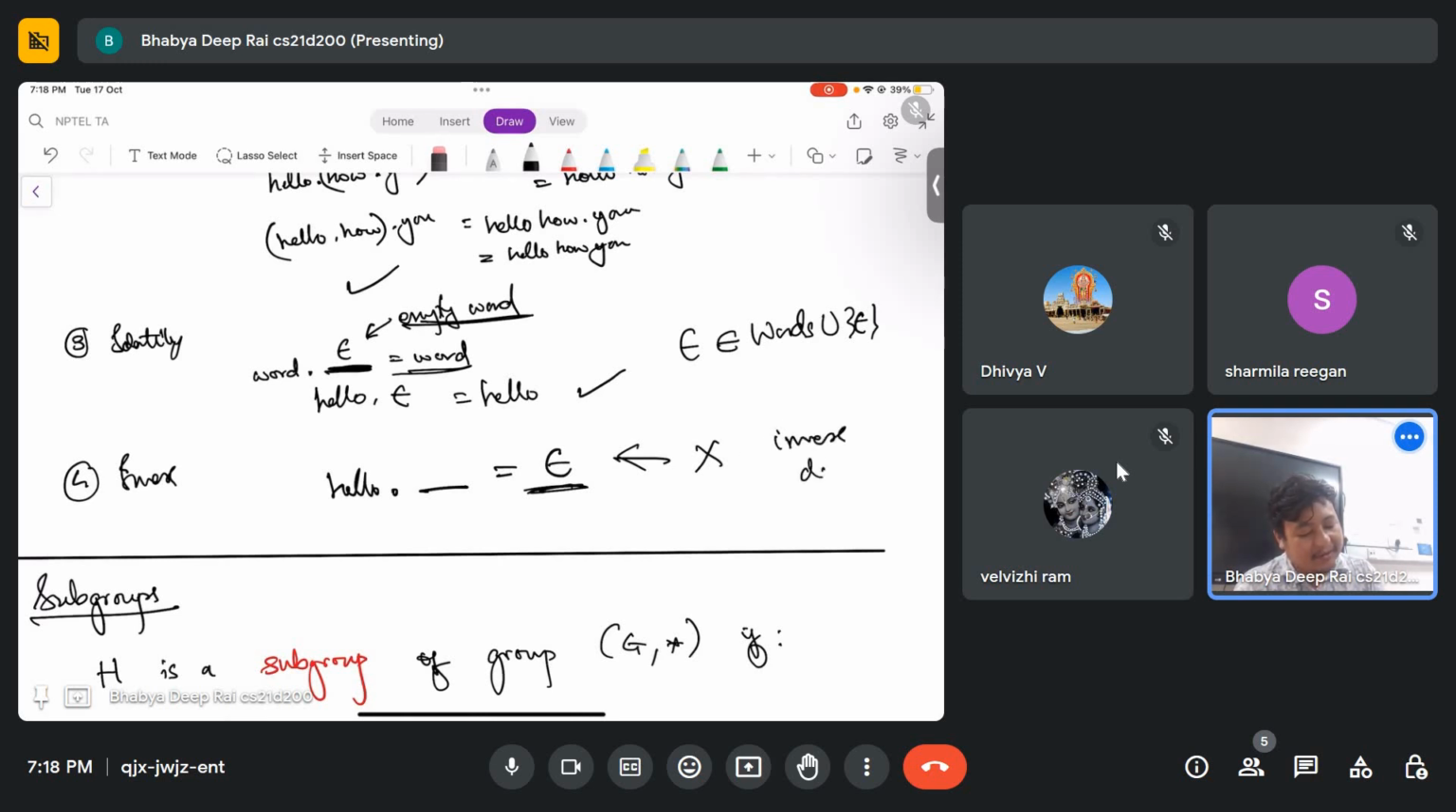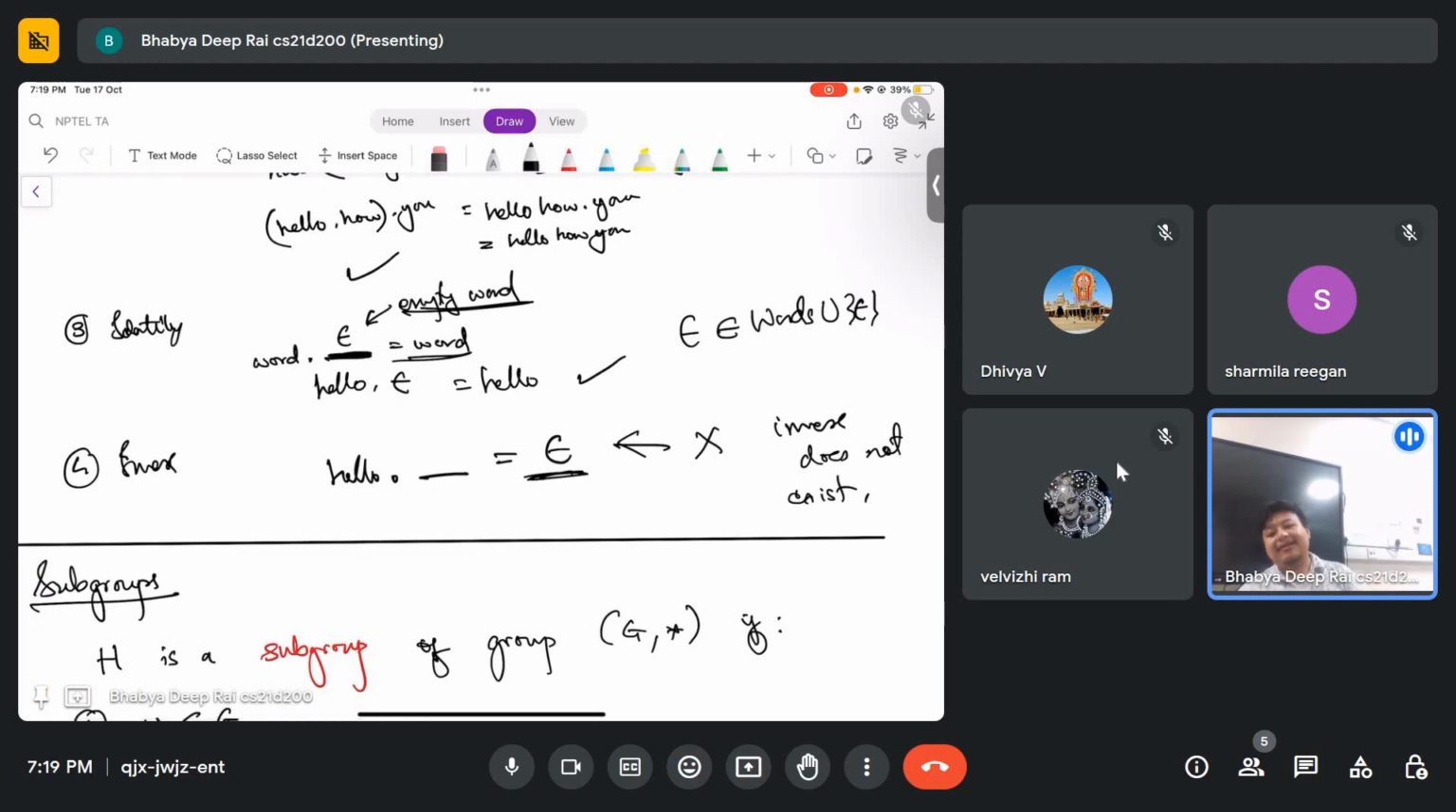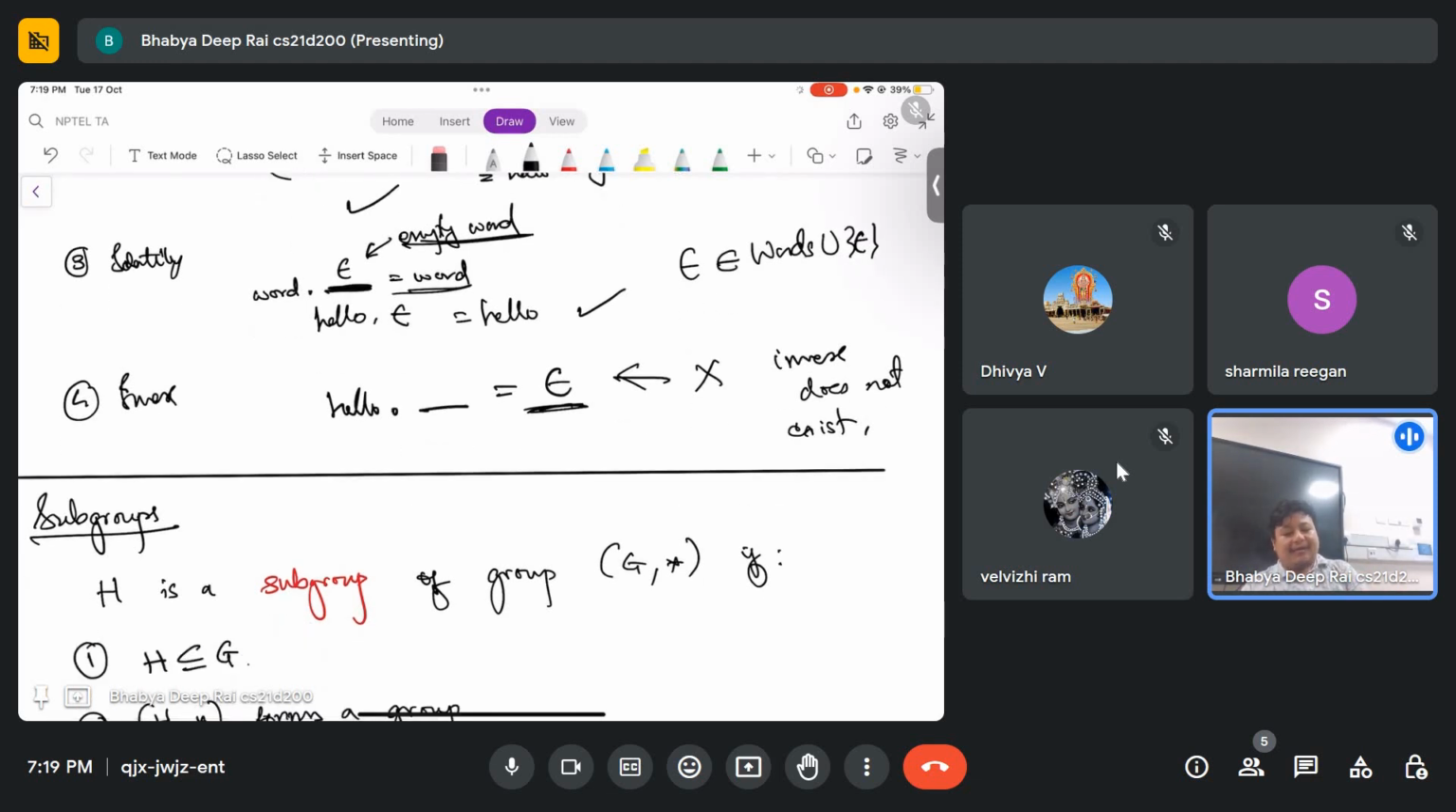Inverse does not exist. And therefore, the set of words with concatenation is, there's a field called combinatorics of words, which deals with these kinds of operations on English letters, and you can concatenate them. They are not groups, they are called monoids, structures without inverses. But yeah, inverse does not exist, so this is not a group. It is almost a group, as you can see.